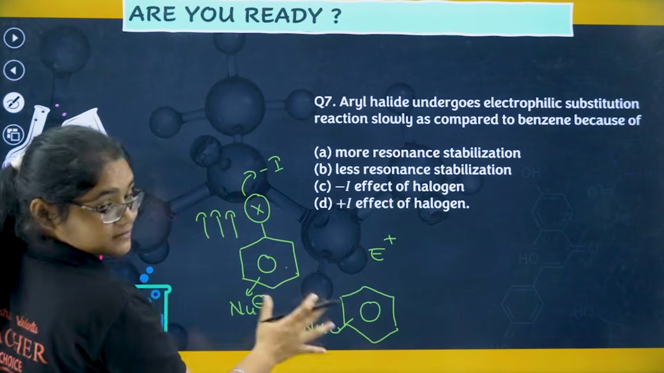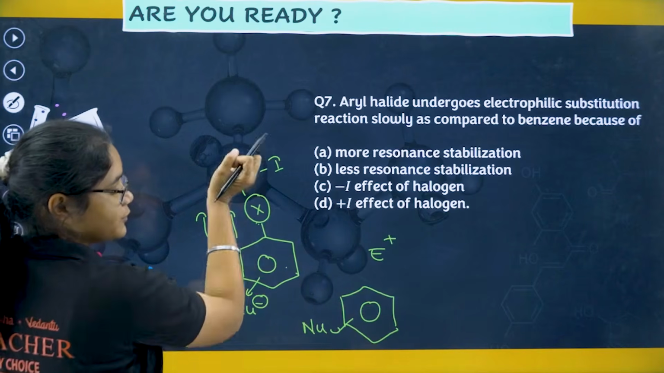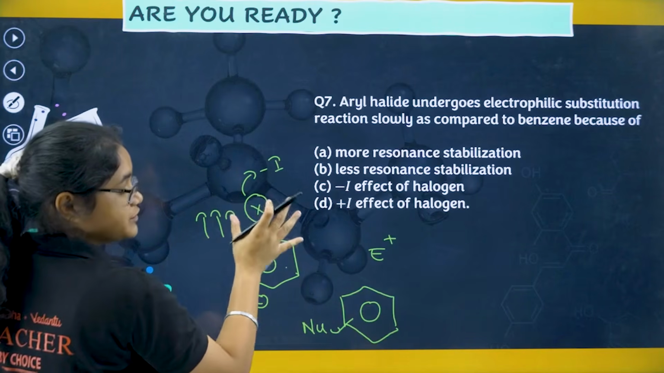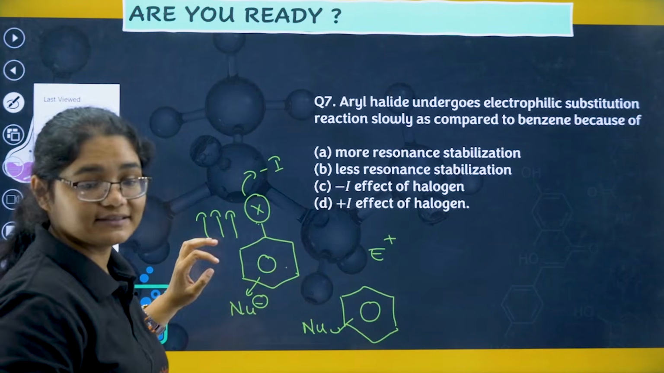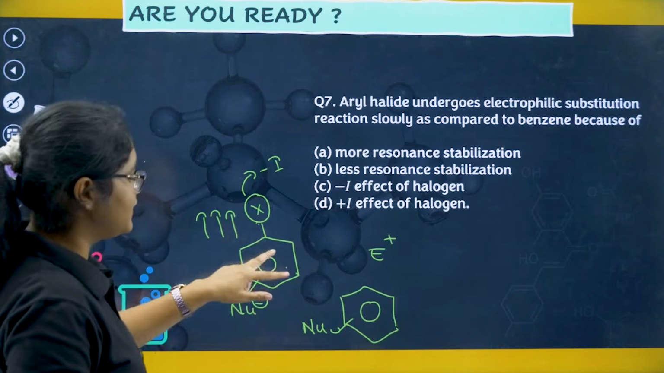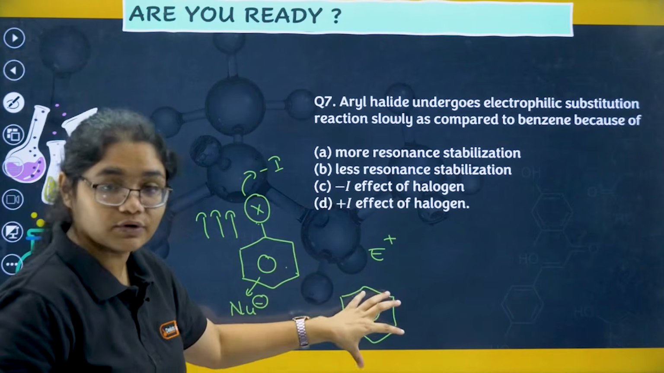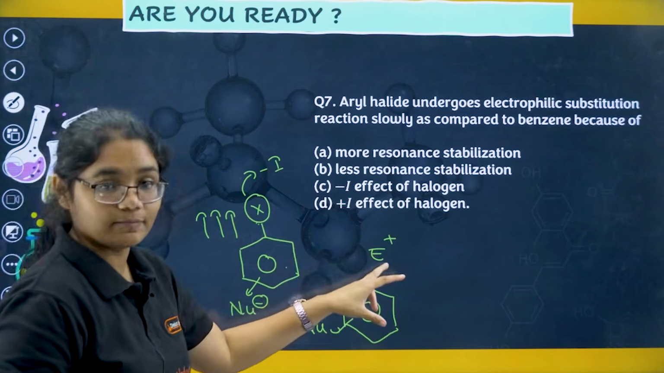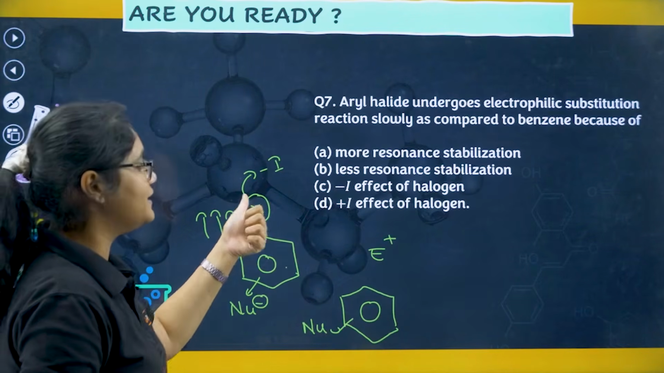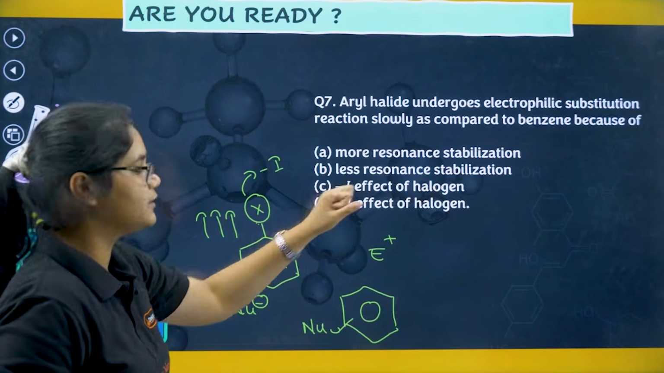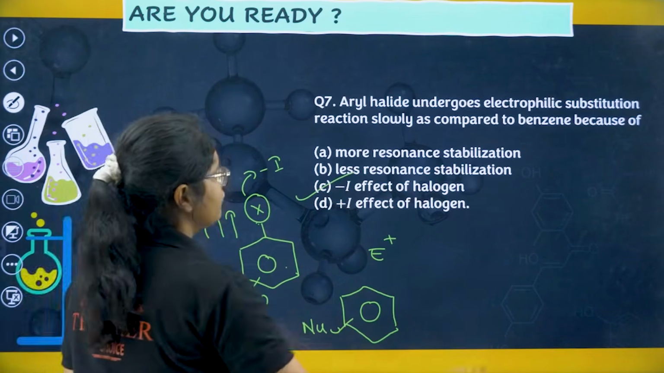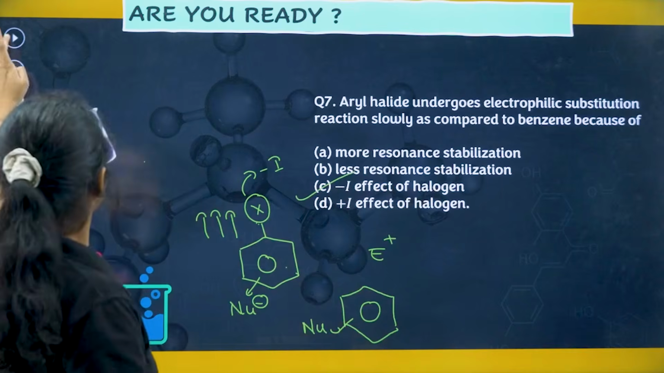Now when you compare these two, here we have a group which is pulling the electrons. So here we have a group which is reducing the electron density, right? We have a group here. So definitely if I compare these two, this is more nucleophilic and this will react better. So what is the reason here? Due to the minus I effect of the halogen. Okay, the minus I effect means electron withdrawing effect. So option number C here.